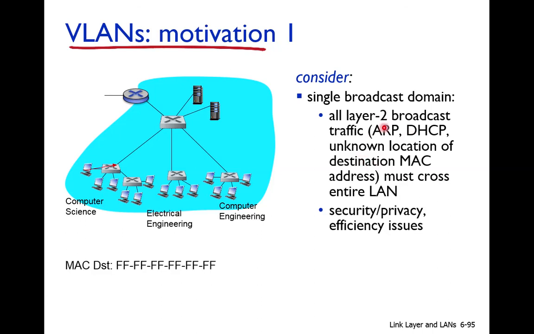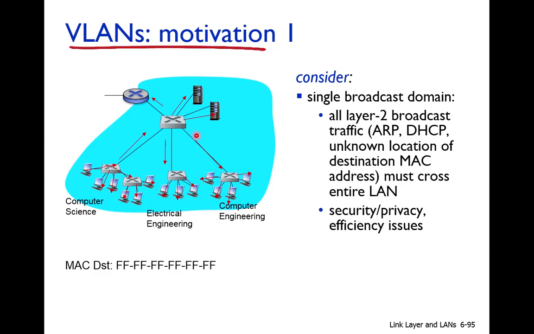So if the message has a broadcast destination address, it means that the packet is for each and every node. If the MAC address is broadcast, then this switch receives the packet and forwards it to all the links except the incoming link. So you can see that this single message will be forwarded on each and every link, so it goes to each and every one. It means that this broadcast packet must cross the entire LAN.